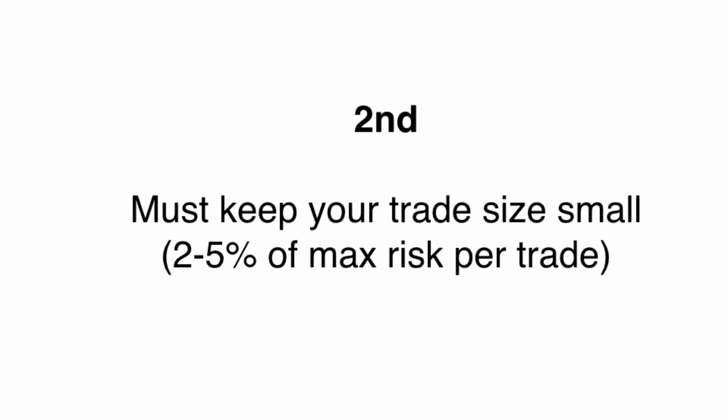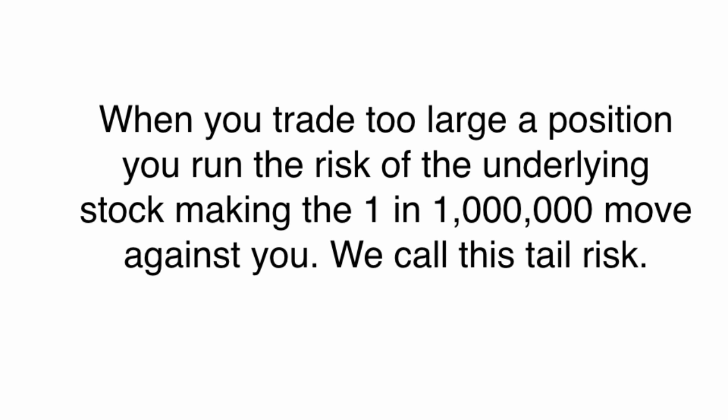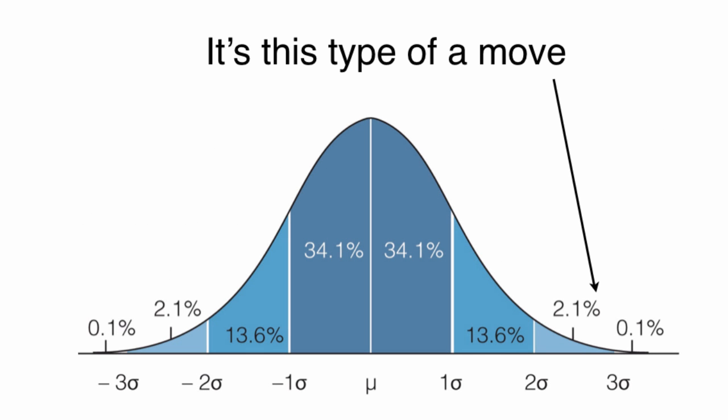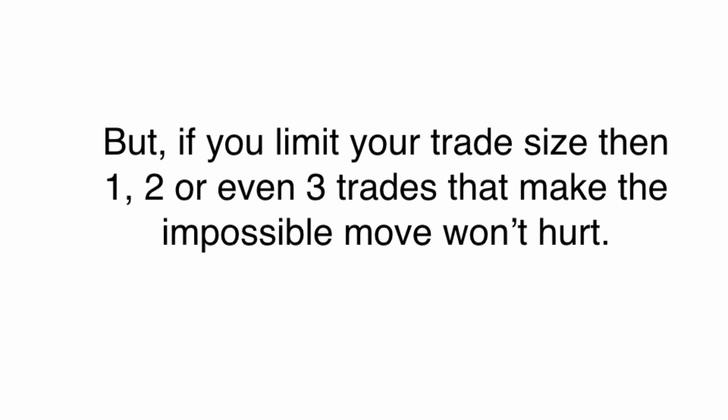The second thing is we must keep our trade size small, and we talked about this in video number 1 and 2. 2 to 5% of max risk per trade. So when you trade too large a position, you run the risk of the underlying stock making that 1 in 1 million move against you, and we call this the tail risk. It's this type of move. It's that way out of the probability range type of move. So if you trade too large and this happens, you blow up your account. But if you limit your trade size, then 1, 2, or even 3 trades that make the impossible move won't hurt you. It won't blow up your account.